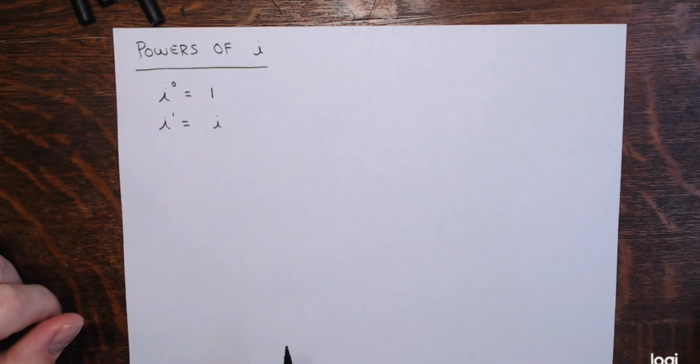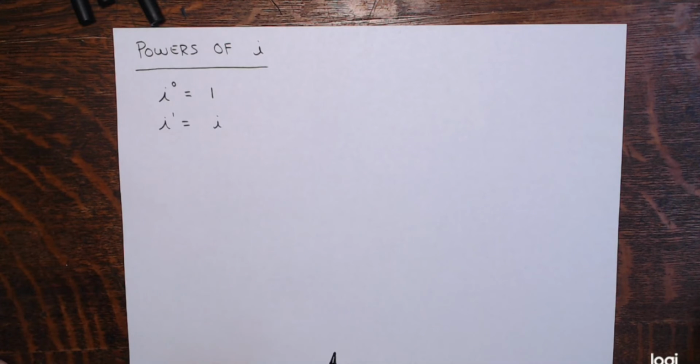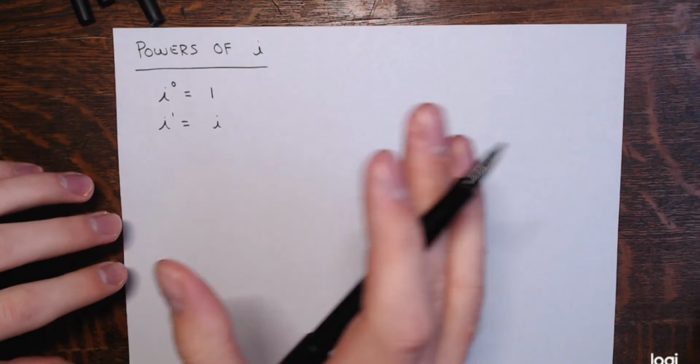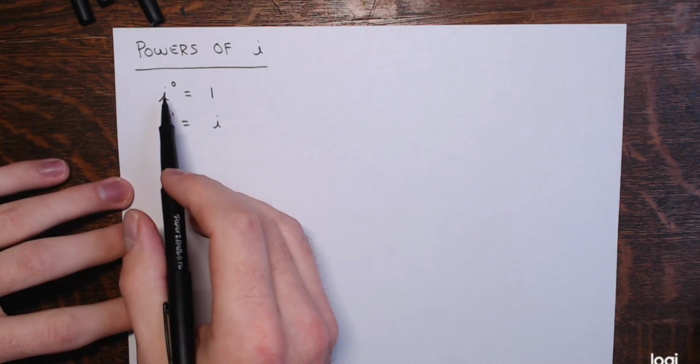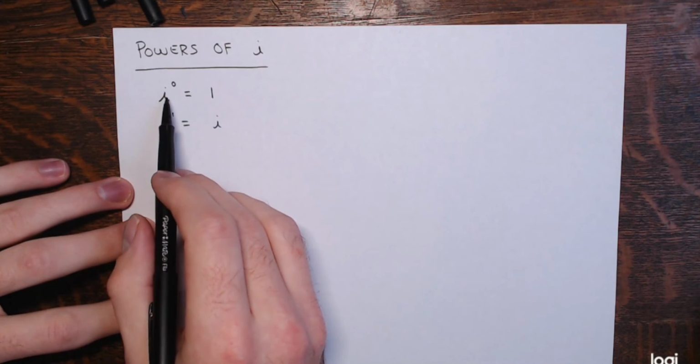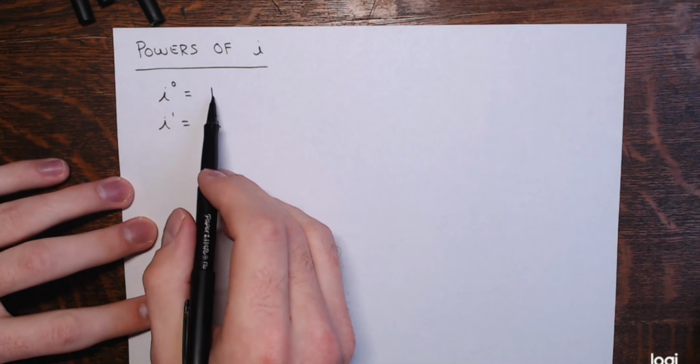Oh, and you know what? I forgot to talk about the complex numbers. The complex numbers are just, you take a real number plus an imaginary number. That makes a complex number. So every real number is complex, every imaginary number is complex, and any sum of them is complex. So we'll talk more about complex numbers in general in a future video. Anyway, back to powers of i. Sorry for the tangent. So i to the 0 is 1, i to the first is i.